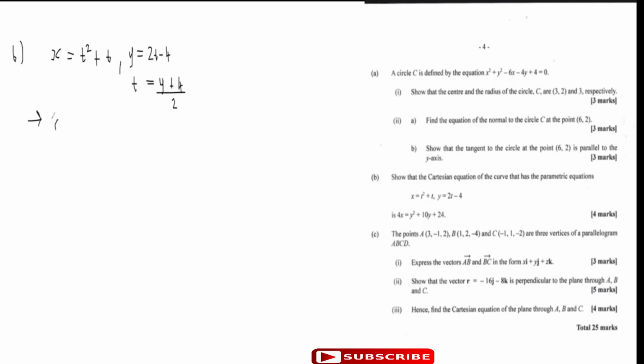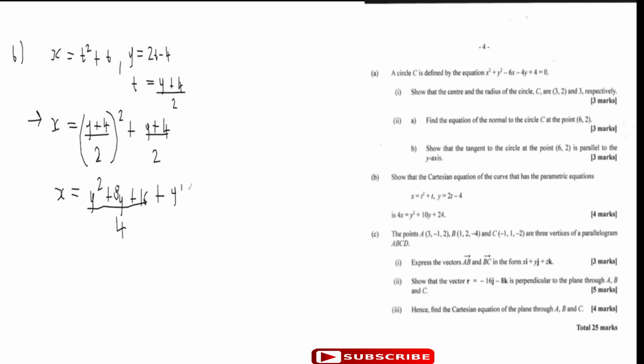So what does that mean? That implies that x is equal to, substituting for t, y plus 4 over 2, all squared, plus t, and t is y plus 4 over 2. So now continuing, we're going to have to expand out this part. It's first term squared, which is y squared, plus twice the product of the terms, which is 8y, plus the second term squared, which is 16, divided by 4, plus this is now y plus 4 over 2.